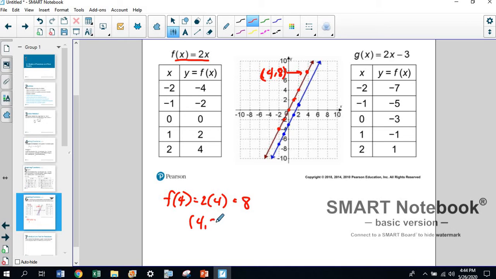8. Yeah, (4, 8). The only way that ordered pair can be on that graph is if it matches this equation. Right? Pick a point over here somewhere and plug it in, it won't work because it's not on the line. So that's what those are about.